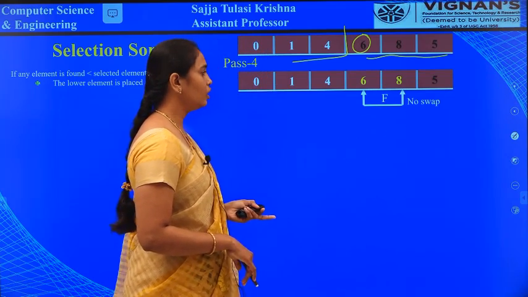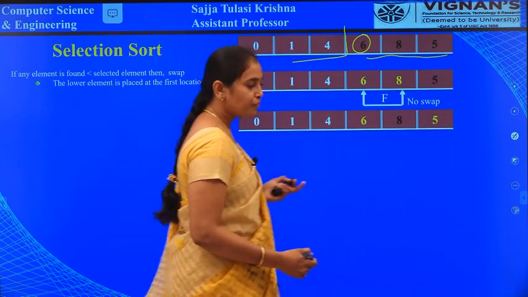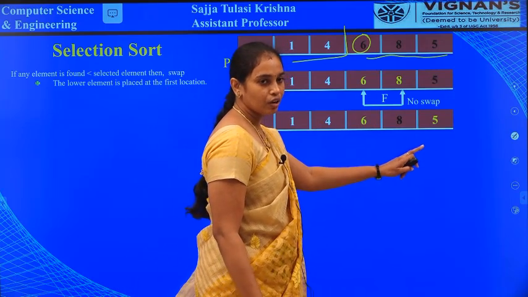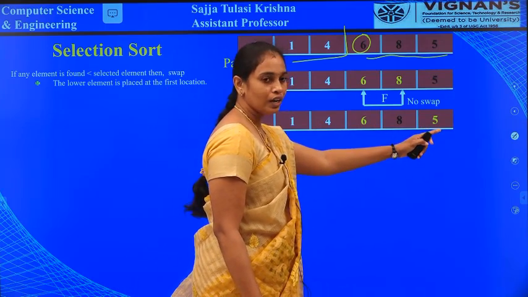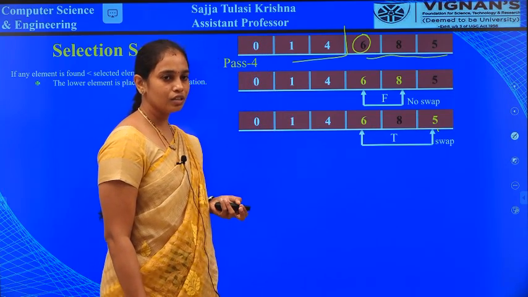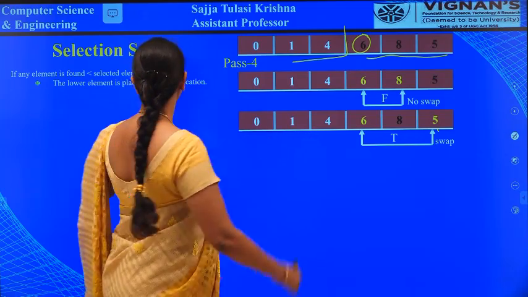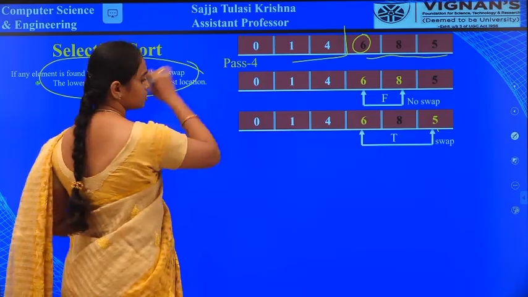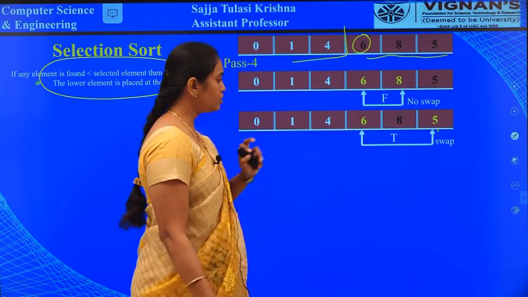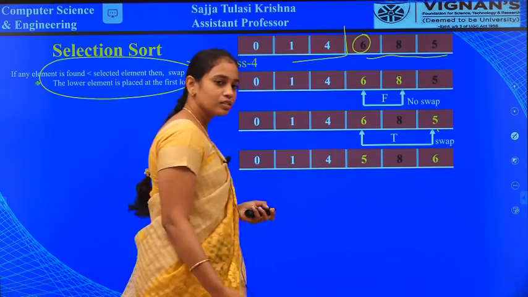Now coming to the next comparison. The selected element is compared with 5. Now 6 is greater than 5, because this is the smaller element. So now the condition is true, so there is a swap. If you have any doubt while comparing, you have to check these conditions. Okay, so now true, there is a swap. See here, 5 is here and 6 is there.